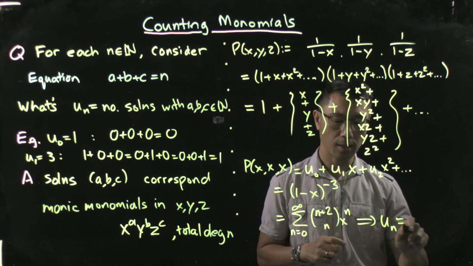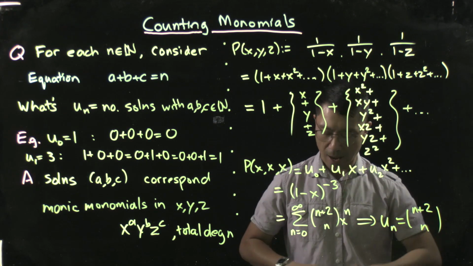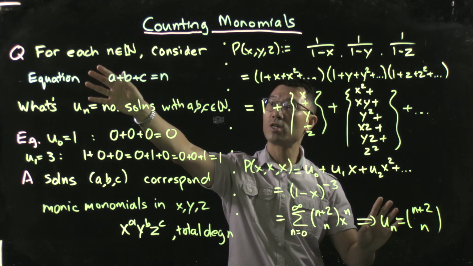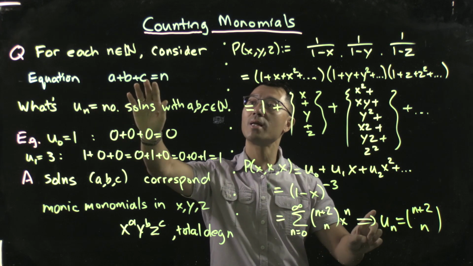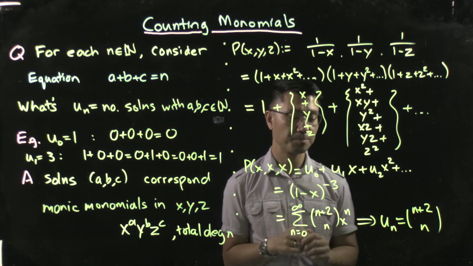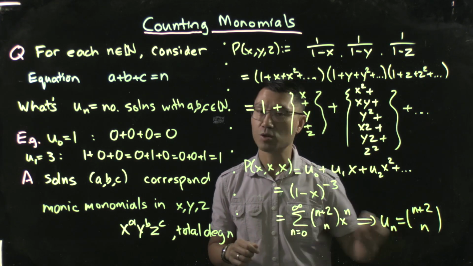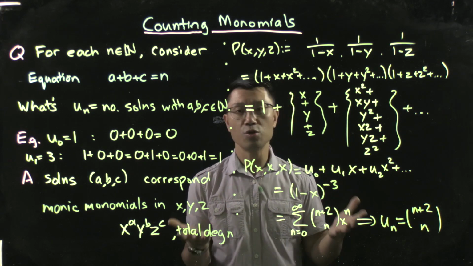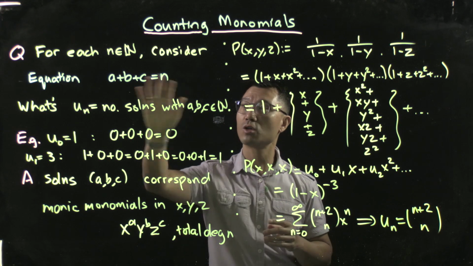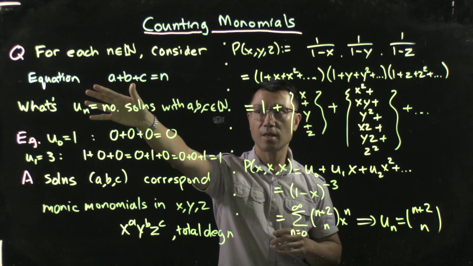So that means that un equals n plus 2 choose n. And that gives you the wonderful answer to this question. Okay, if you want to say how many non-negative integer solutions are there to a plus b plus c equals n, you find that the answer is un equals n plus 2 choose n. I hope now you can take this idea of generating functions and prove more generally how many solutions are there if you want to sum k non-negative integers equal to n.